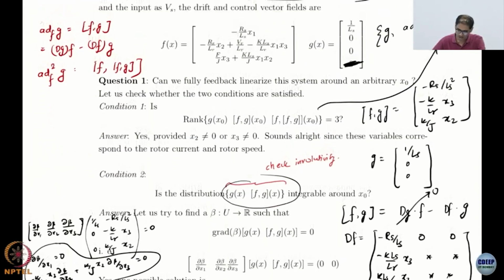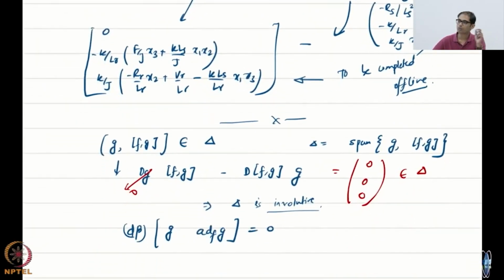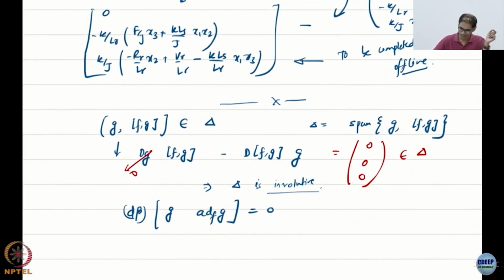For this DC motor example, we are simply verifying that we have the conditions that are needed. First is that you have G, ad_f G and ad_f squared G to be linearly independent, which turned out to be a little bit complicated. I will really ask you to try to verify this numerically. And then the second condition that we needed to verify was that the distribution formed out of G and ad_f G is in fact involutive, and that is pretty straightforward, turned out to be 0 0 0. So yeah, you have involutivity.